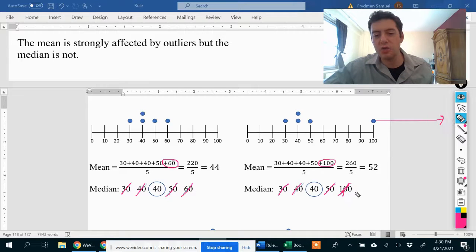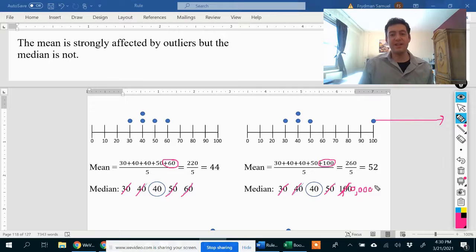Let me change that 100 to 1,000,000 now. Would that affect the median? No, it still wouldn't affect that median at all, because when we go to calculate the median, all that's going to happen is that number is just going to get crossed out. Well, we're just looking for the number that's in the middle.